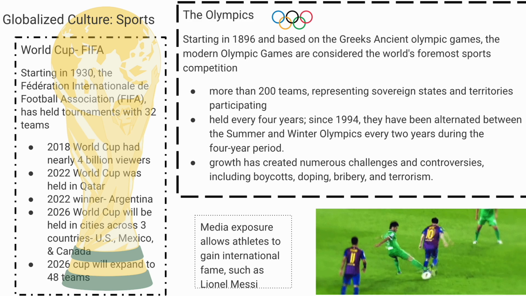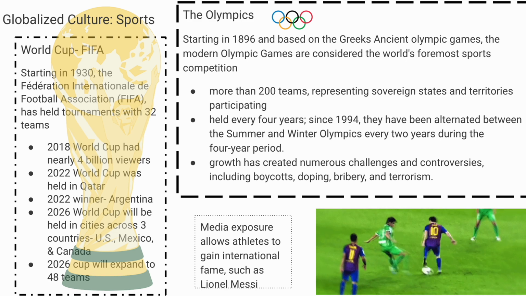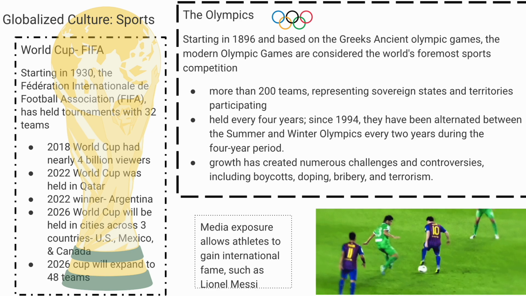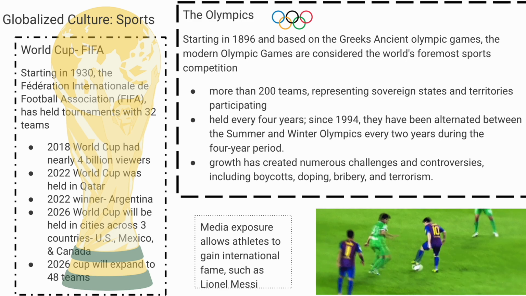Globalized culture, sports. So the World Cup, or FIFA, started in 1930. FIFA is an acronym. They're the ones who are in charge of the World Cup, and there are tournaments with 32 teams. In 2018, there were nearly 4 billion viewers of the World Cup. In 2022, it was held in Qatar. I remember one of the big headlines out of that one was when they announced that they would not be selling beer. The other one is that women could not attend all events, and there were certain days or times where the women could go.